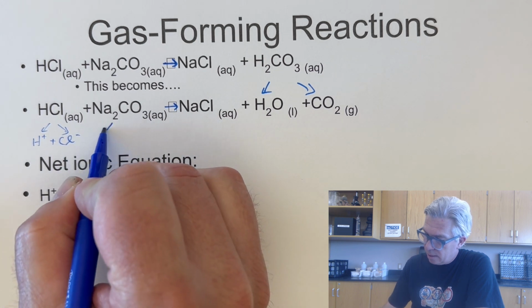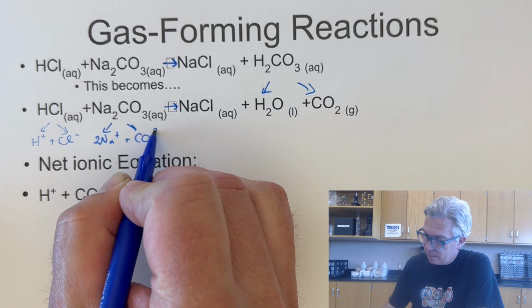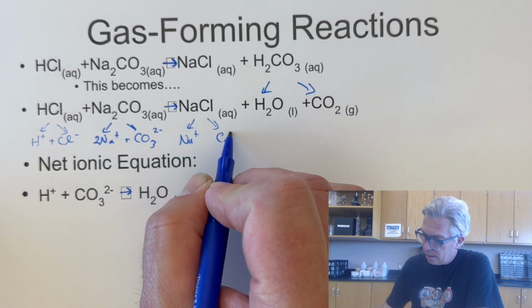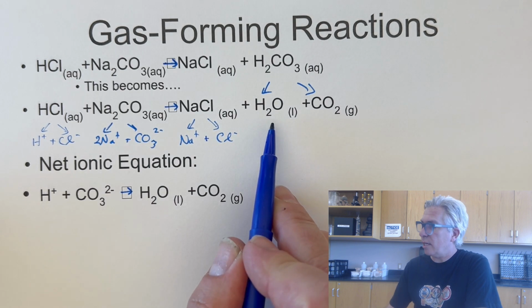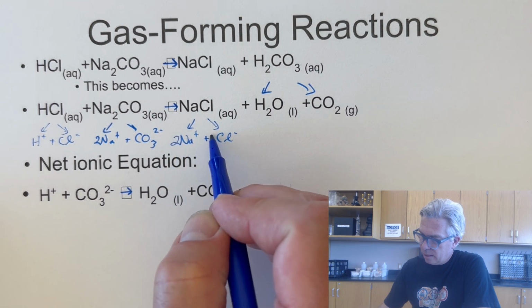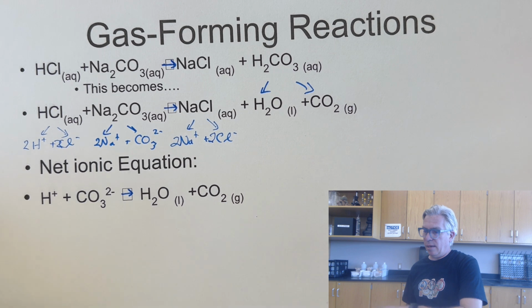Cl minus. Here's this one: 2 sodiums and a carbonate. Notice I'm putting charges: sodium and chlorine. Now these other two are actually molecules, so those are together, and that is good. So we're going to balance this. We'll need a couple there and a couple here to balance that out.